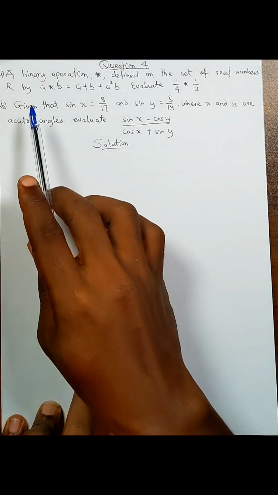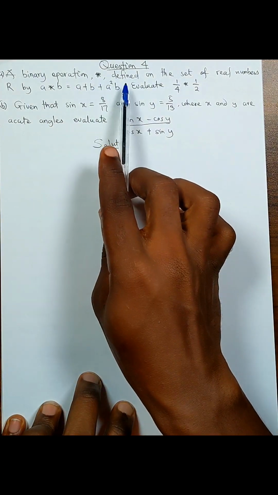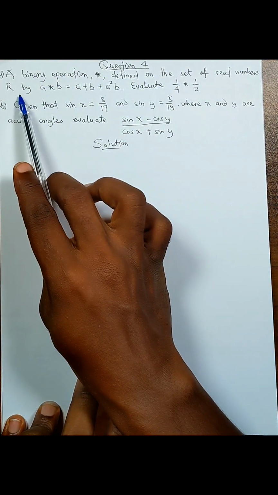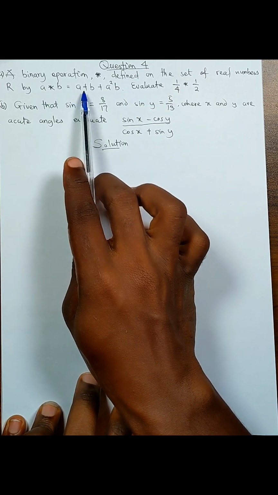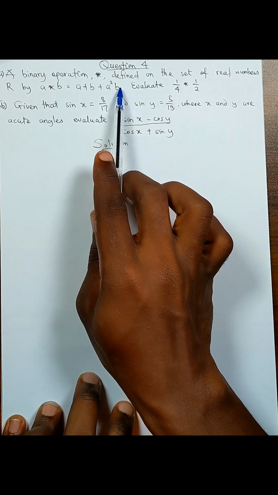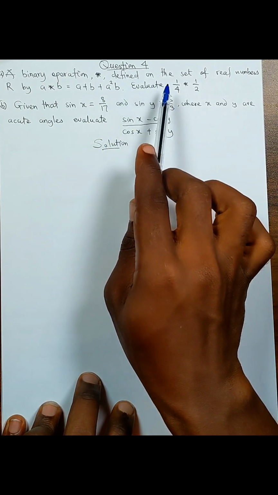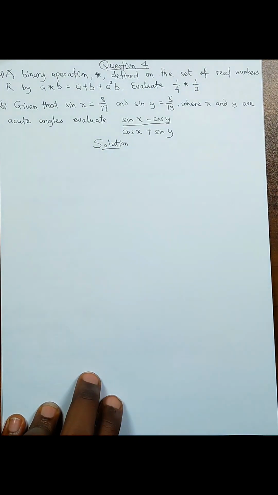Question 4 says, a binary operation asterisk is defined on the set of real numbers R by A asterisk B, or A operation B, is equal to A plus B plus A squared B. Evaluate 1 over 4 operation 1 over 2.